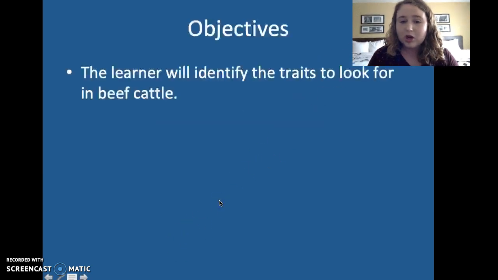So we will start with our objectives for today. You guys are going to learn how to identify the traits we look for in beef cattle. If you remember from the previous lesson, beef cattle are meant for the purpose of meat and dairy cattle are used for milk. So hopefully you guys remember that.